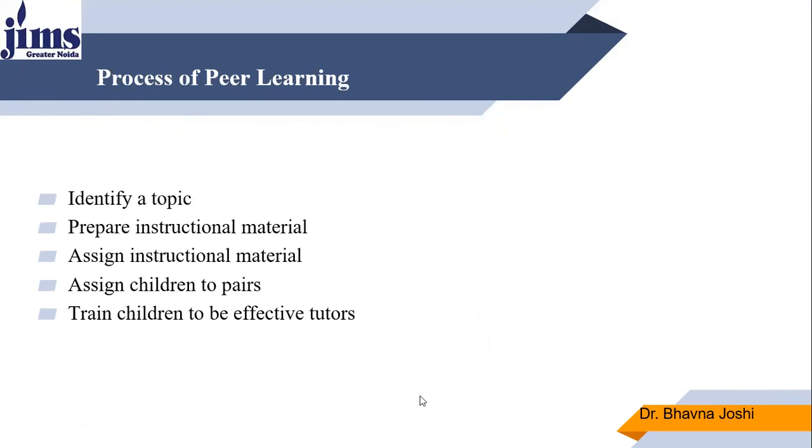The process of peer learning includes, first, identifying the topic, which is chosen by the teacher, so that students can be divided into groups and given a topic which they can explain to each other. Then instructional material is prepared. The instructional material is prepared by the teacher: whatever feedback exercises or practice exercises are to be given to the students. That is prepared by the teacher only, not by the students.